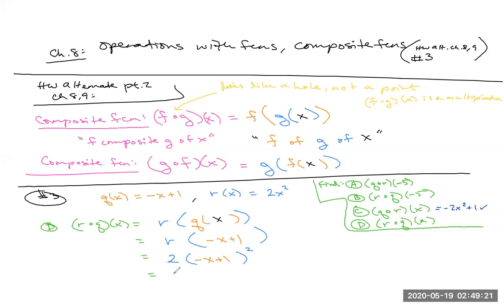This is 2 times 1 minus x squared, which is 2 times 1 minus 2x plus x squared, perfect square trinomial. So what we find is our composite R composite Q of x is equal to 2 minus 4x plus 2x squared. Or you can write it in decreasing order, which I like to do. 2x squared minus 4x plus 2.